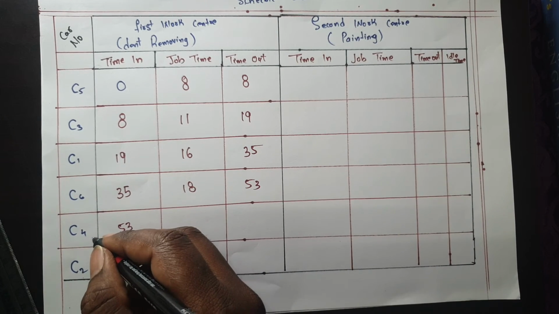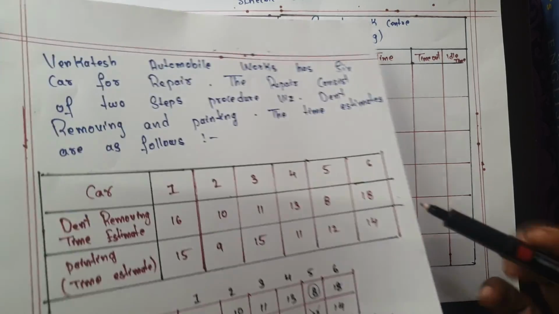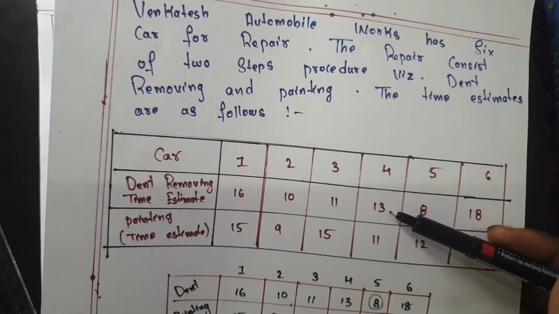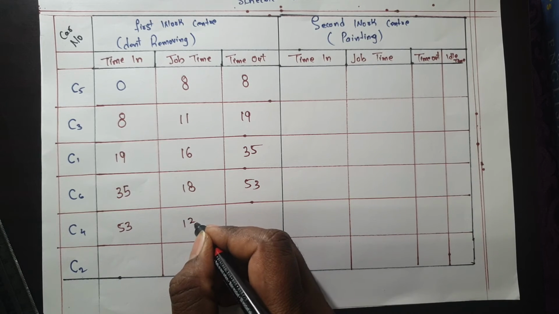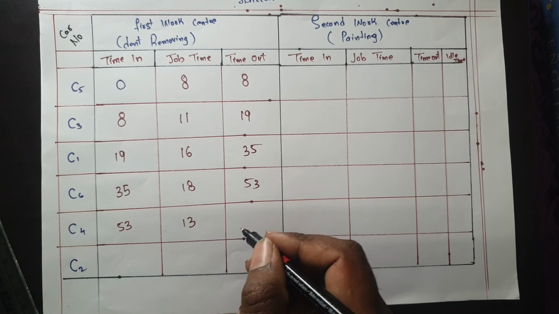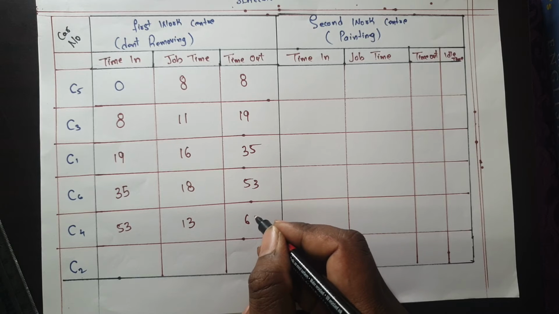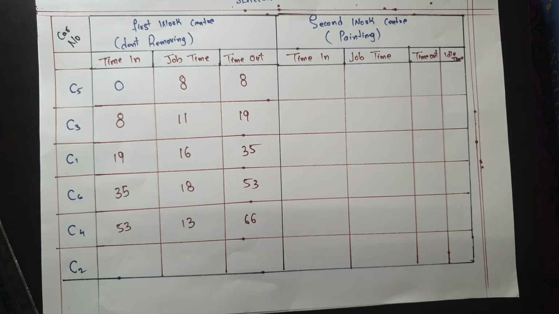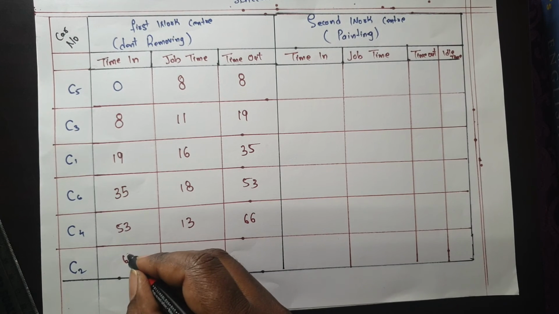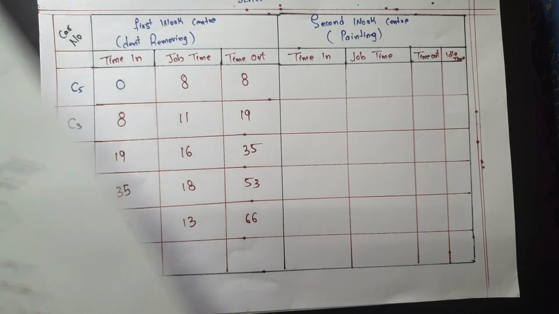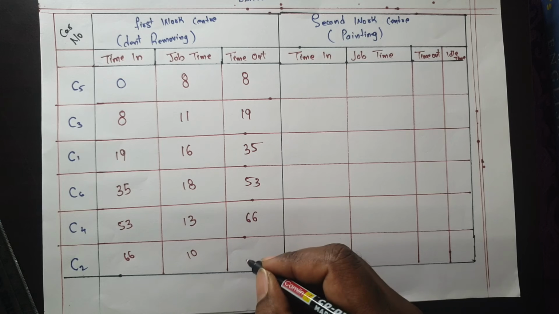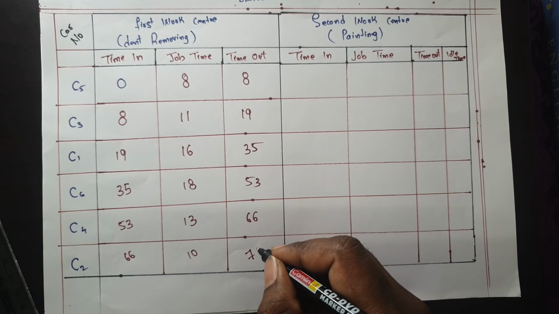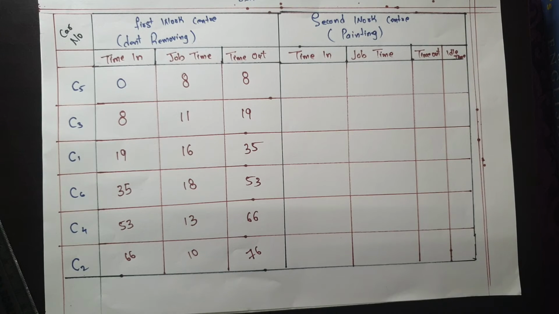Then C4, as you can see here, what is the machine 1 value? 13. So, better to write here 13. If you add this one, how much you will get? 66. That 66 you write here, okay? Then C2, what is the value? 10. If you write here, how much you will get? 76. Like this you have to complete machine 1.